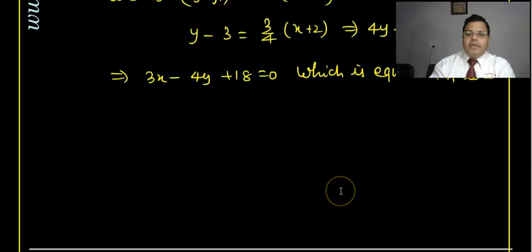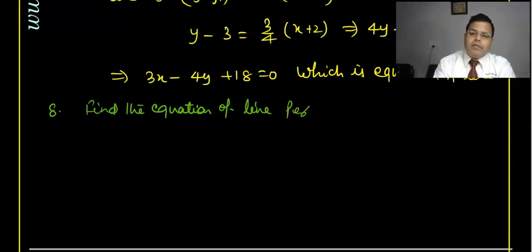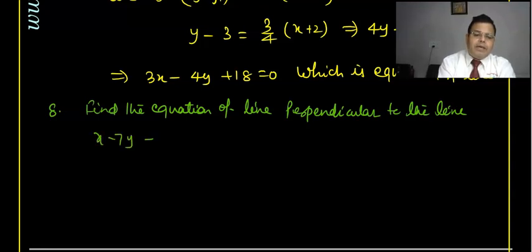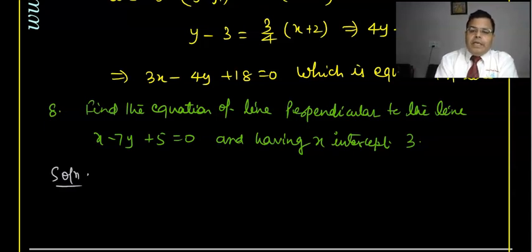Okay, now similarly some other questions can also be solved. Like question number 8: find the equation of the line perpendicular to the line x minus 7y plus 5 is equal to 0 and having x intercept 3. So how to deal with the solution?